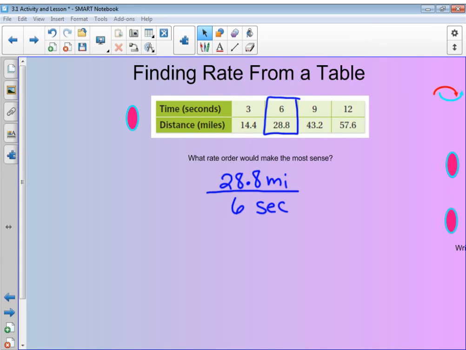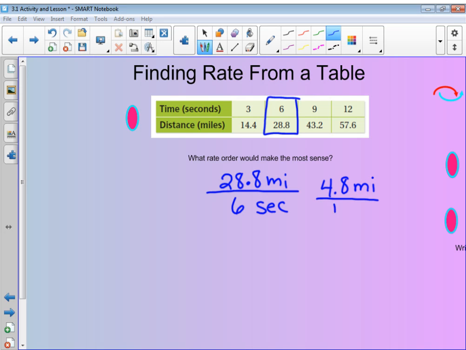Okay, so to get our unit rate, we're going to divide that out. 28.8 divided by 6. And when I do that, I get 4.8 miles per 1 second. Or I could write it out like this, 4.8 miles per second. Okay, both of those are acceptable.